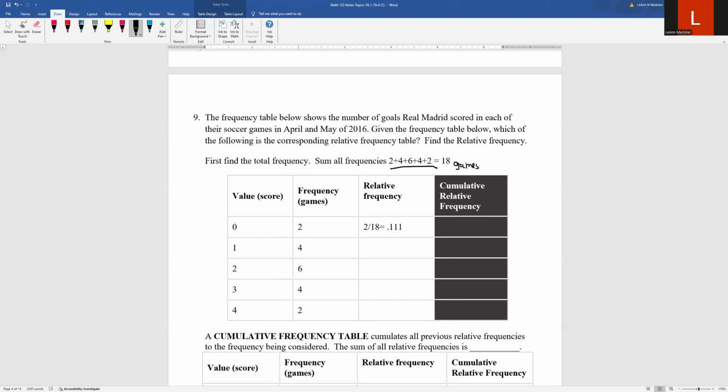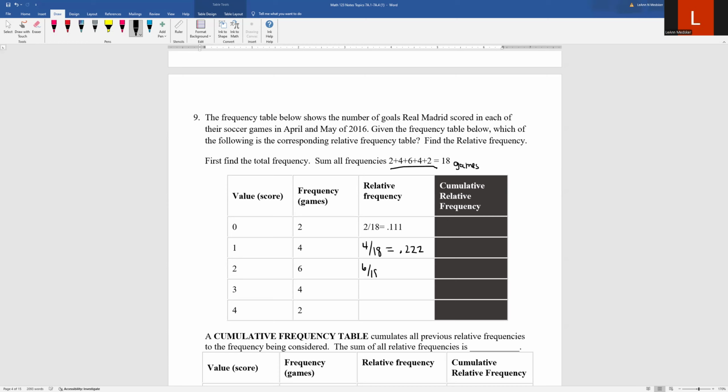Okay. And I did the first one for us. 2 games, they scored 0 goals. So 2 out of the 18 is the relative frequency, or if you want to think about converting it, the percentage of times that they played a game and scored 0 goals. So 2 divided by 18 is 0.111. This next one would be 4 divided by the 18 total games. If you work that out on your calculator and round to 3 decimal places like I did here, this one's 0.2 repeating, so we get 0.222.